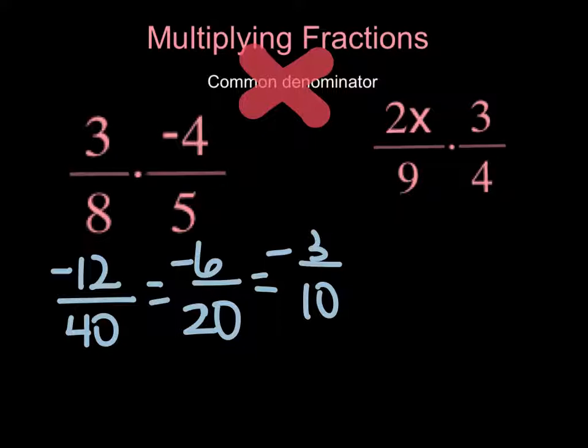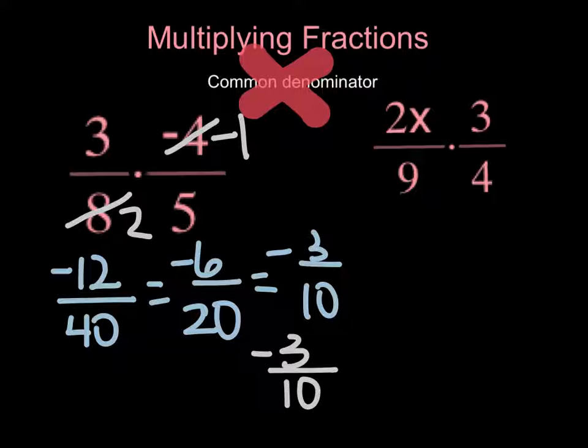However, if you would look ahead and cancel within the problem first, you could say that a 4 on the top and an 8 on the bottom both can be divided by 4, so this would become -1, and this would become 2. And therefore, your multiplication is 3 times -1, which is -3, and 2 times 5 on the bottom is 10, which is what you already had the first time when you multiplied straight across and had to simplify at the end.